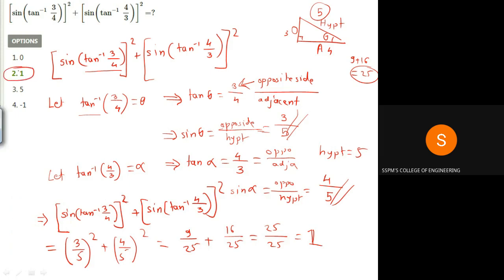This is the second option. So see again, if such a complicated angle is given, we have to simplify it by considering it as some other value. So what we have done here, we considered tan inverse of 3 by 4 to be equal to theta. Similarly, we considered that tan inverse of 4 by 3 is equal to alpha, which made it very easy to solve. And we then substituted their values in the expression for which we have to find the value. Now the next example.